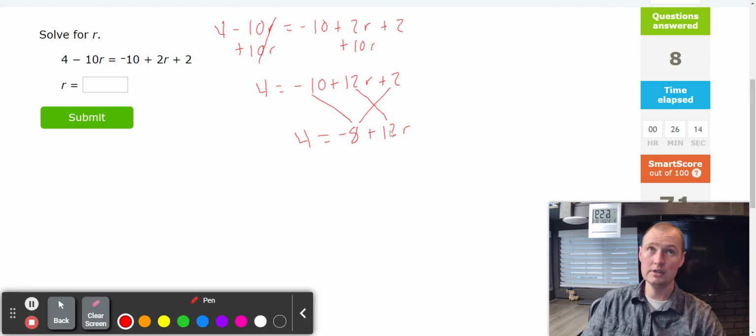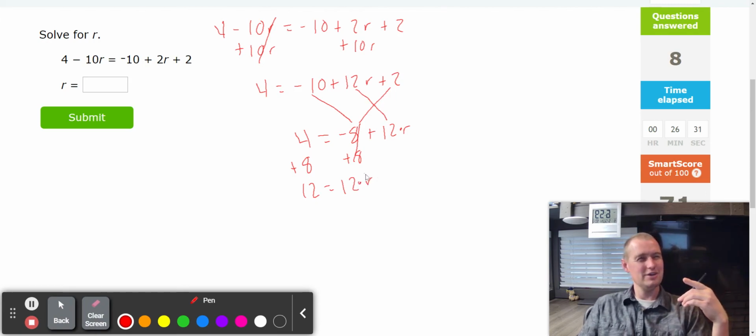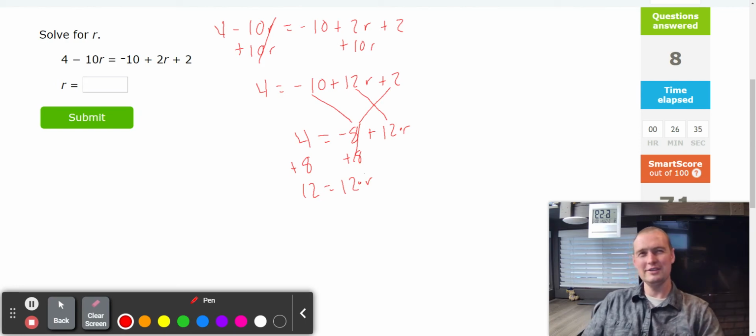All right, two-step equation. Here we go. We got multiply here. We need to add and subtract first. So we're going to add 8 on both sides. So 4 plus 8 is 12 equals, 8's eliminate, 12r. Oh, how nice. 12 times something must give us 12. Got to be a 1, right? It's got to be a 1.